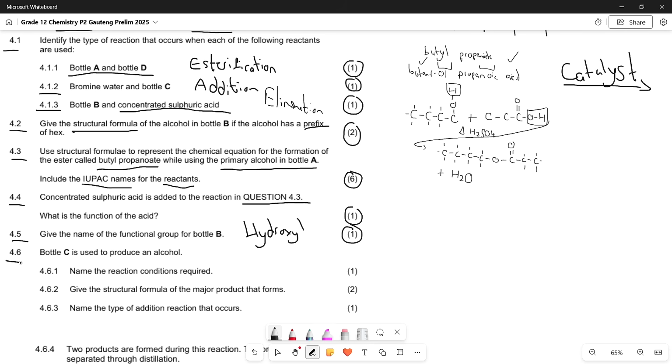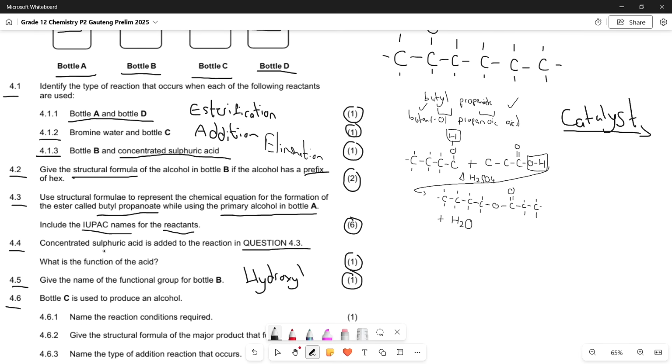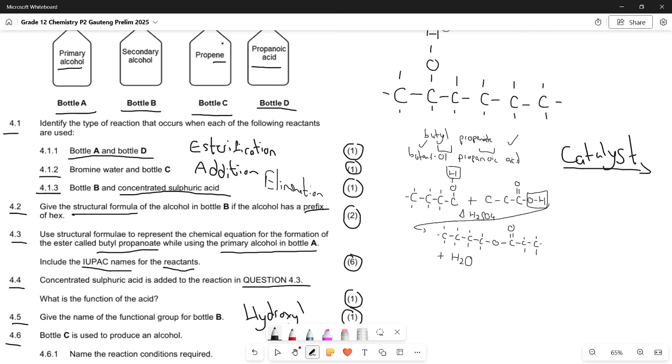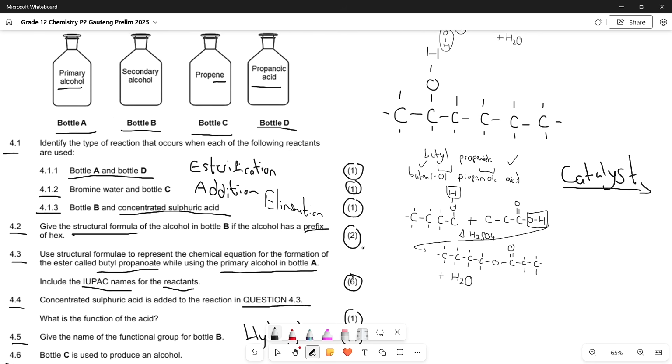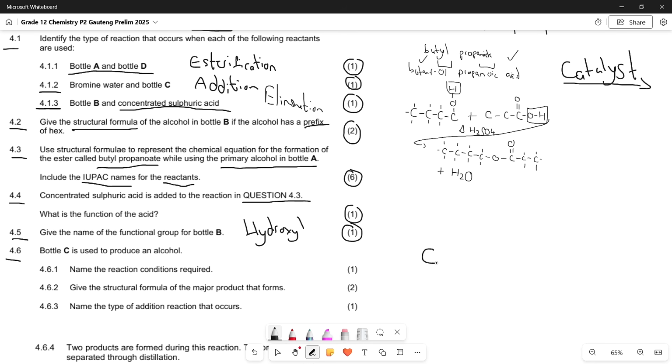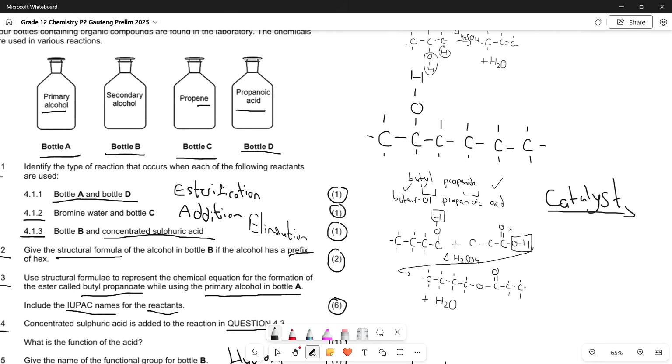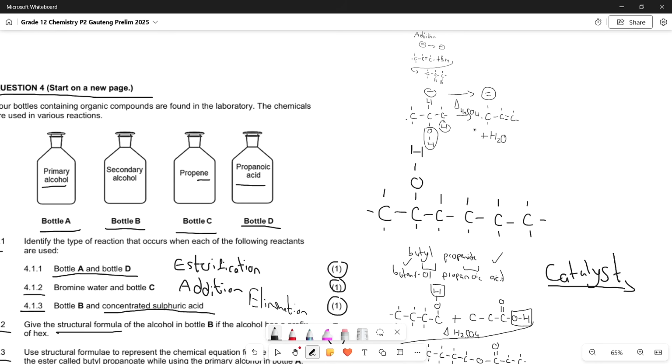And then 4.6 says, bottle C is used to produce an alcohol. So propene over here. Name the reaction conditions required. So bottle C is a propene. So we have meth, eth, propene, like this. And this one is very similar, but backwards, to our elimination reaction over here, where we eliminated H2O in our H2SO4. We formed our propene over here, and that came from our propan-2-ol that we had.